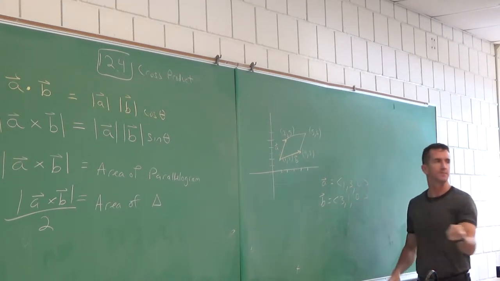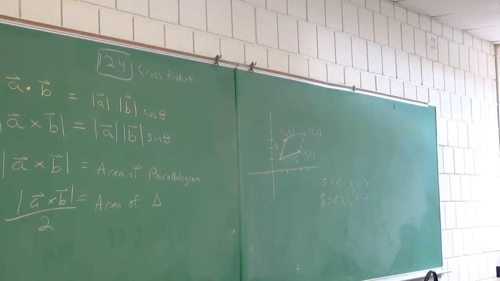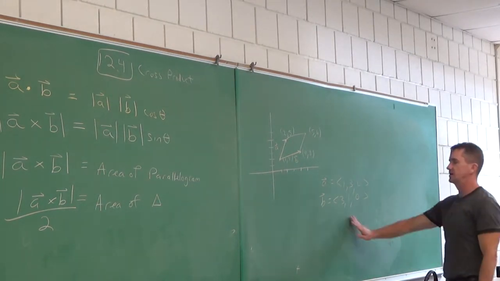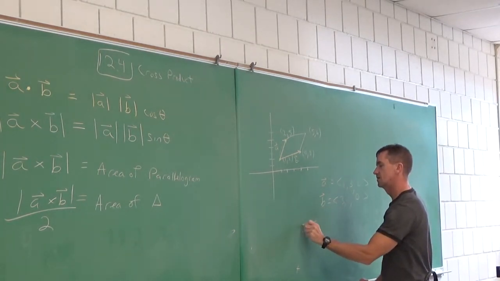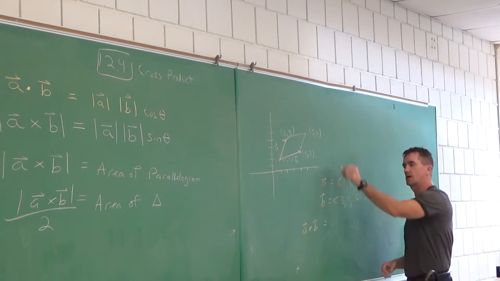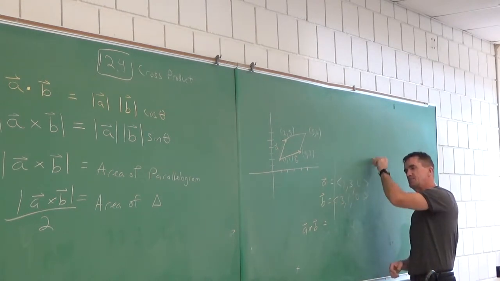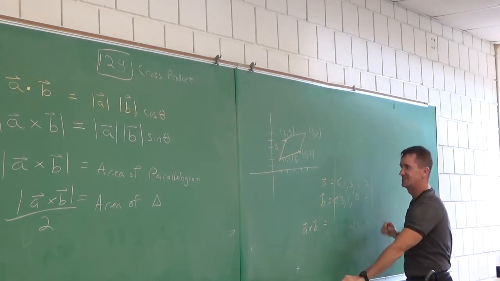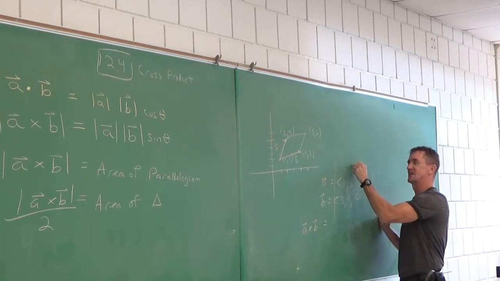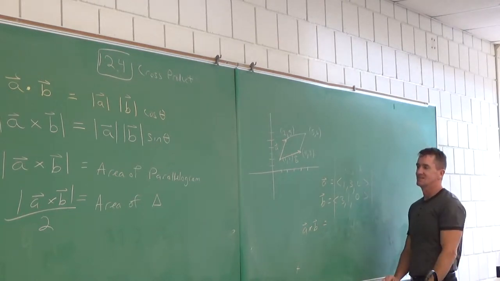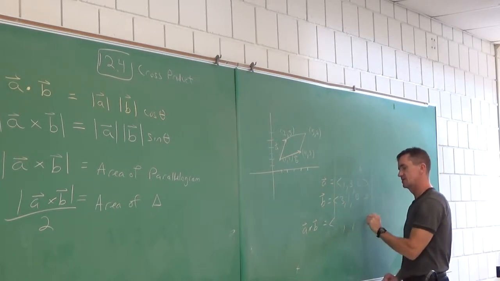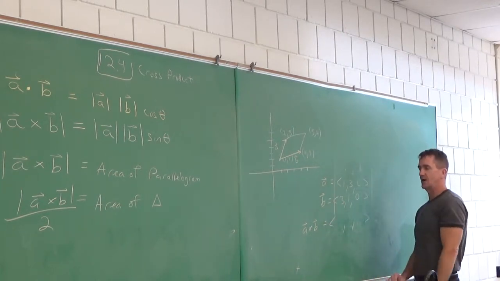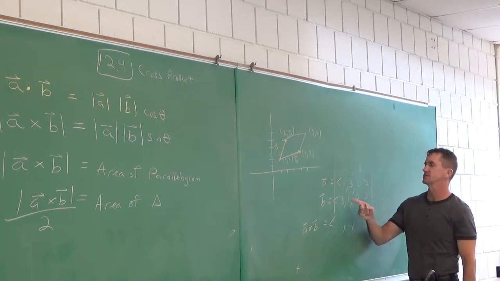Let's cross them and get the magnitude. We'll cross the vectors, then take the magnitude, and we'll find the area. All right, what is A cross B? I'm going to have to do what to this? They call this the determinant. We're finding the determinant of that matrix.